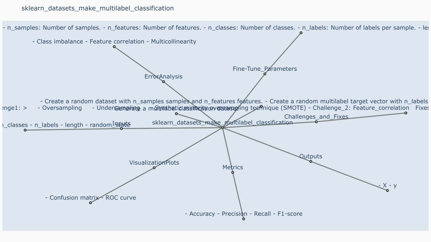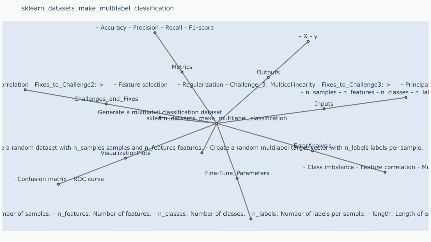sklearn datasets make multi-label classification. Description. This function generates a multi-label classification dataset with configurable properties. It allows you to create synthetic datasets for experimenting with and evaluating multi-label classification algorithms.